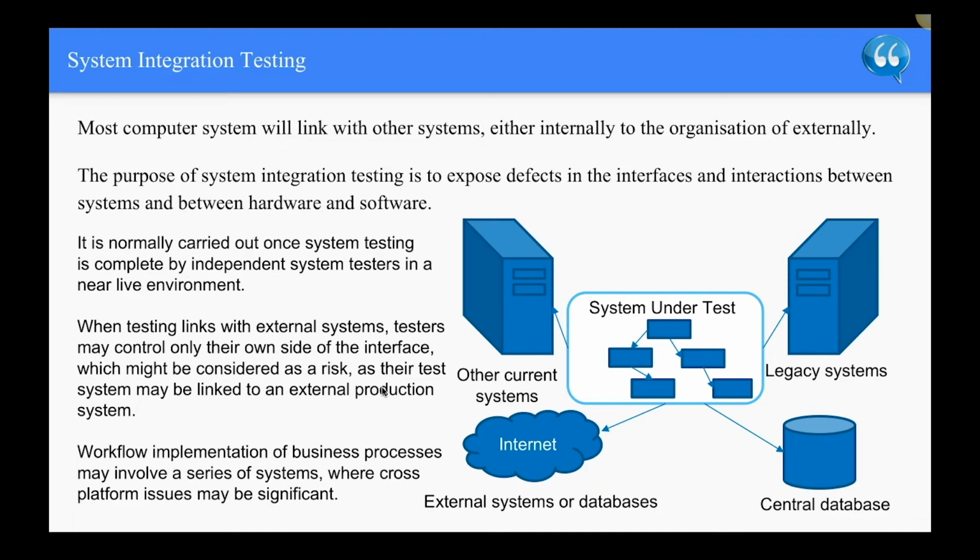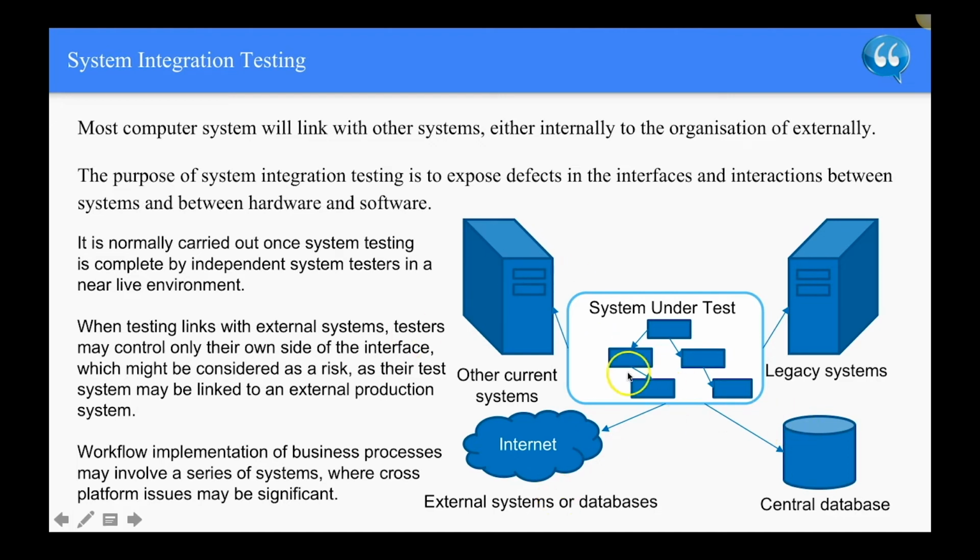When testing links with external systems, testers may control only their own side of the interface, which might be considered as a risk, as the test systems may be linked to an external production system. So there are always boundaries around that. Workflow implementation of business process may involve a series of systems where cross-platform issues may be significant.